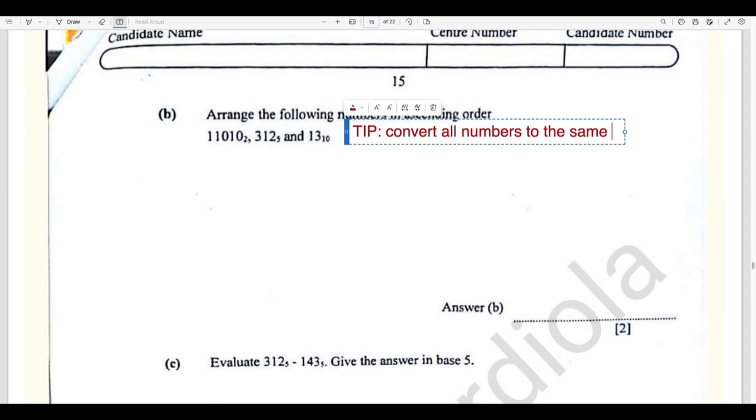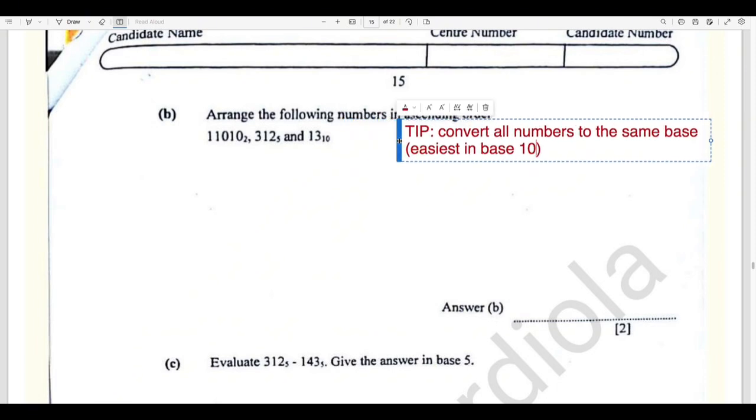However, you'll notice that if you want to convert the numbers in base 2 and base 5 to one another, you still need to pass through base 10. Like if you want to convert from base 2 to base 5, you need to convert to base 10, and if you need to convert base 5 to base 2, you still need to pass through base 10. So the easiest and most convenient way is to convert all numbers to base 10, then compare them. So let's convert all these numbers to base 10.